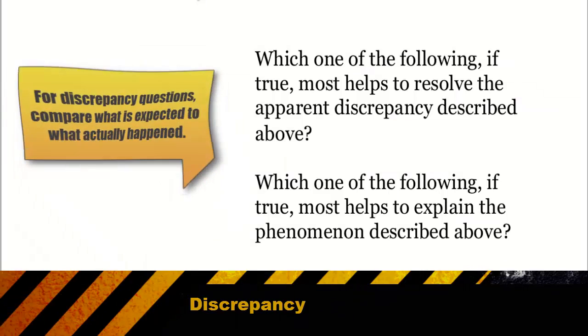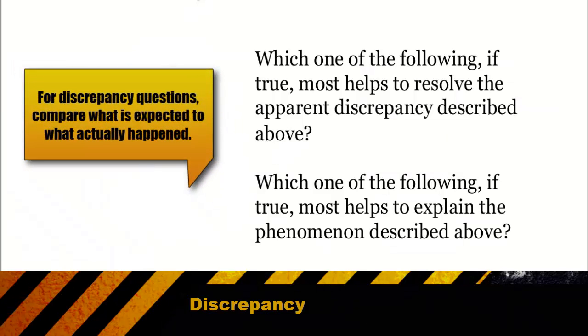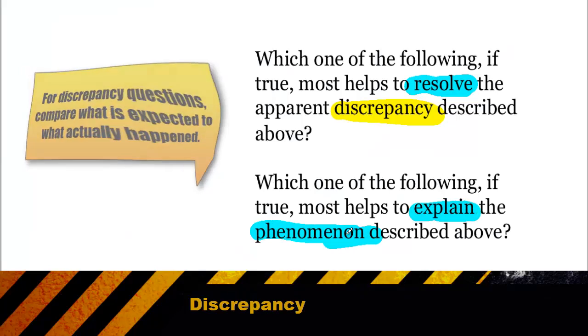Discrepancy questions are questions that introduce a situation that has a normal, predictable outcome, but the outcome is not what you would expect. Your job is to choose an answer that explains why the outcome is not what you would normally expect. Obviously, you could recognize a discrepancy question if the question has the word discrepancy in it. Other keywords include resolve, explain, phenomenon, and paradox.